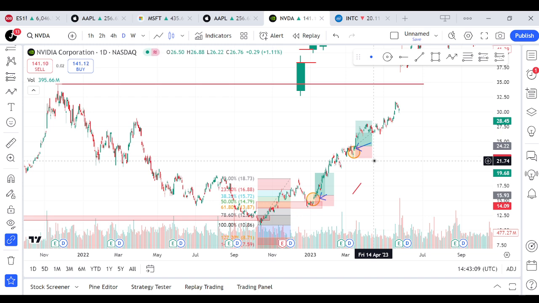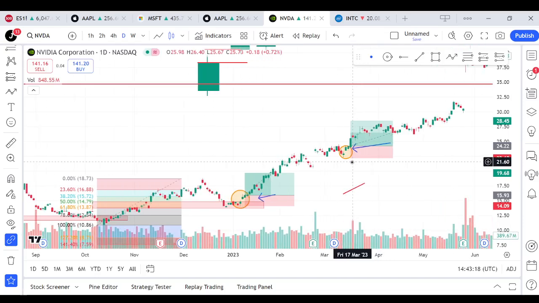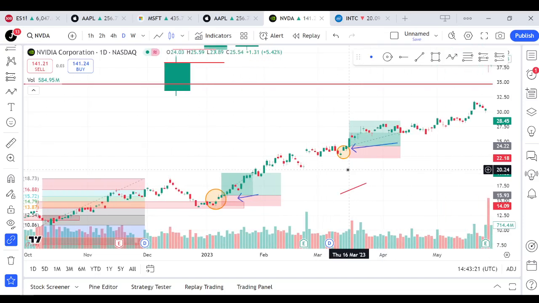The next is to wait for the pattern completion. Patience is key. Don't jump in too early. Wait for the pattern to fully form before considering a trade. Now the next thing is to look for confirmation. After the pattern completes, wait for a confirmation candle. This is typically a strong bullish candle that closes above the pattern's high. And you can also consider volume. Increasing volume during the formation of the pattern, and especially on the breakout, can provide additional confirmation of the trend's strength.